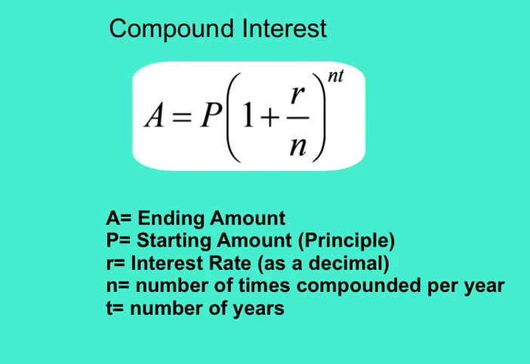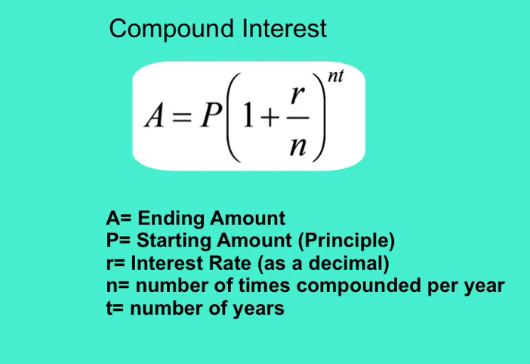Okay, so here's the formula for compound interest. You're going to write it in that first box there. A is equal to P times 1 plus r over n, raised to the nt. So A is going to represent your ending amount.